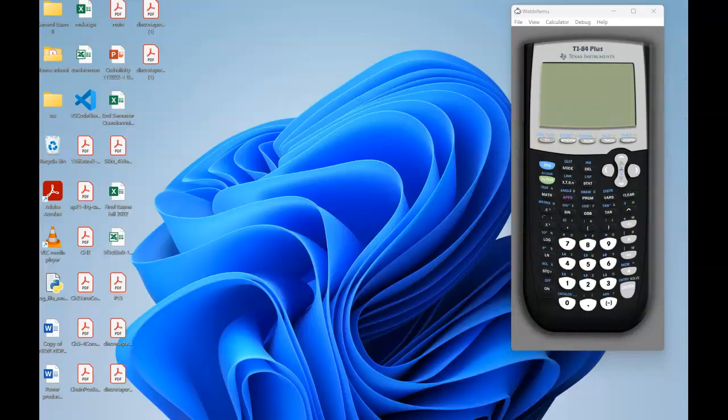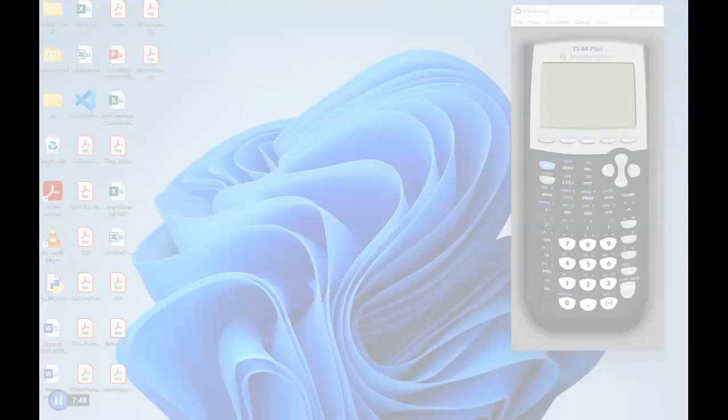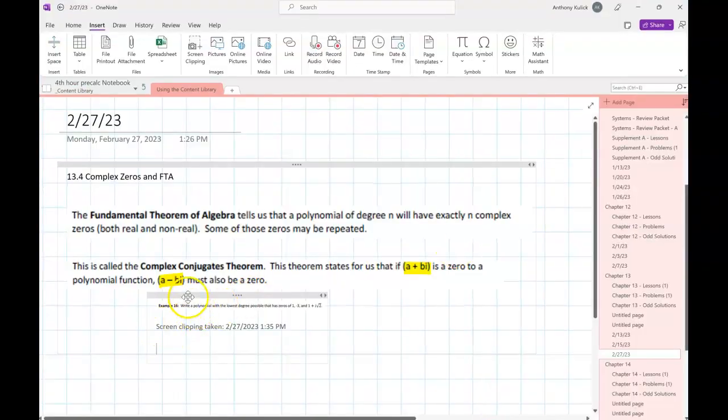So let's look at a place where we can apply this complex conjugates theorem. Oh, that's not where that was supposed to land.